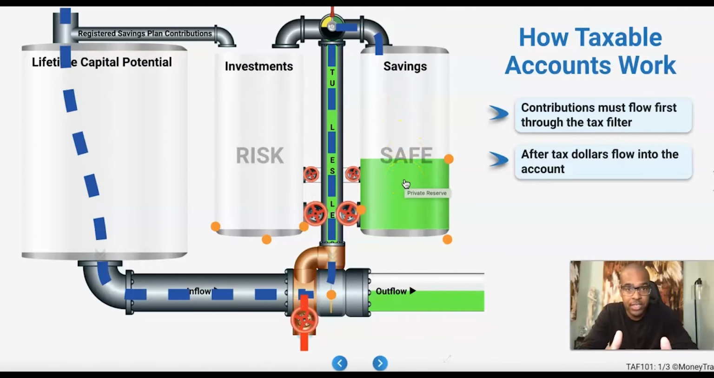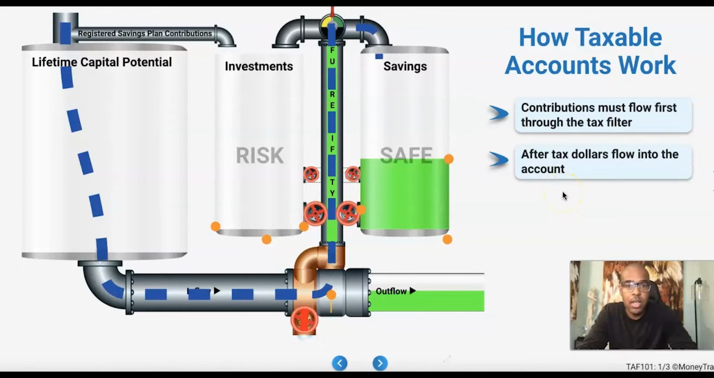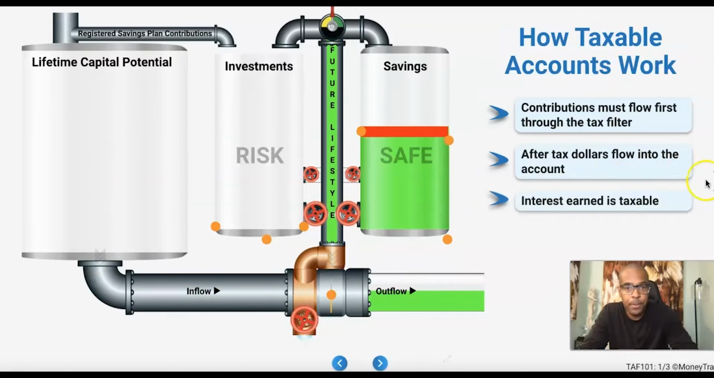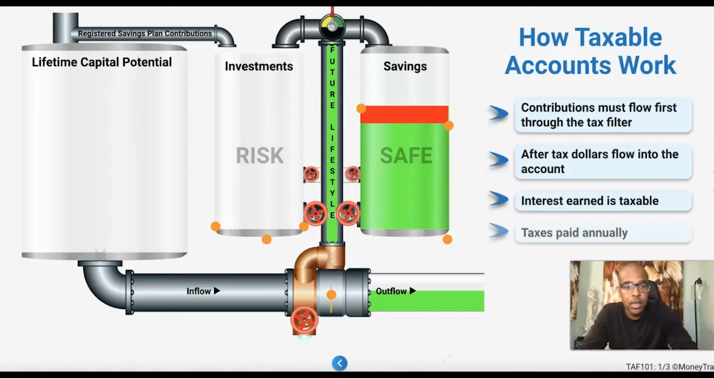And again, for today's example, we're going to talk about a regular savings account. It goes into that savings account, and it will earn some type of interest, right? And that interest will be taxable. Here in Canada, that taxable amount will be taxed as ordinary income. So the interest that's earned on the money in that savings account will be taxable, and those taxes on that interest have to be paid annually, right?